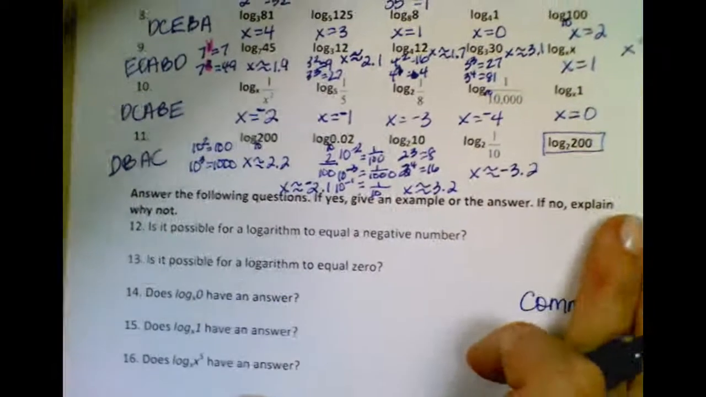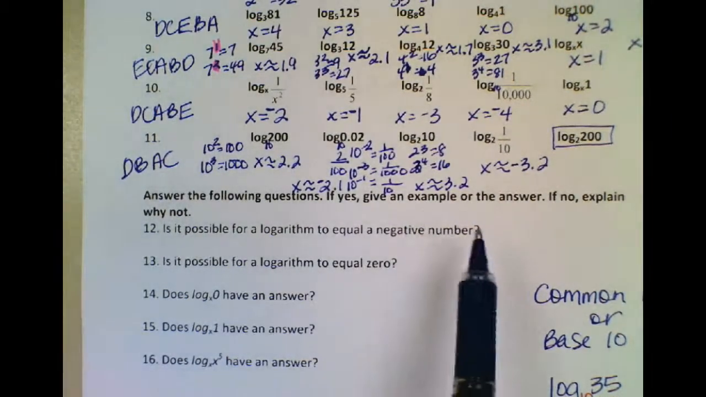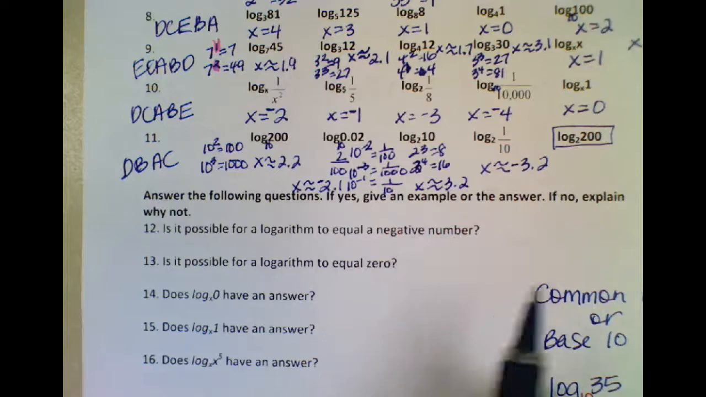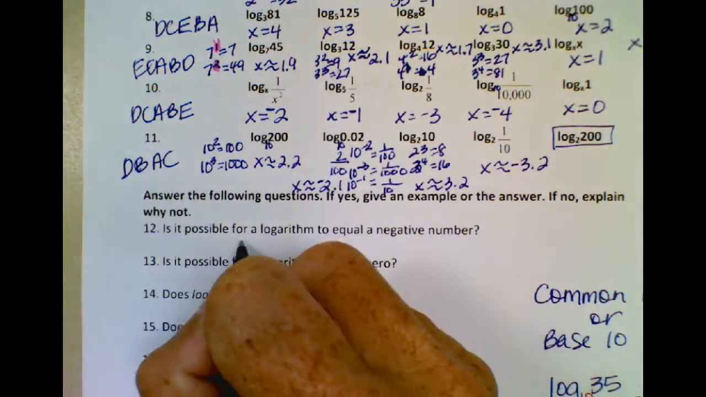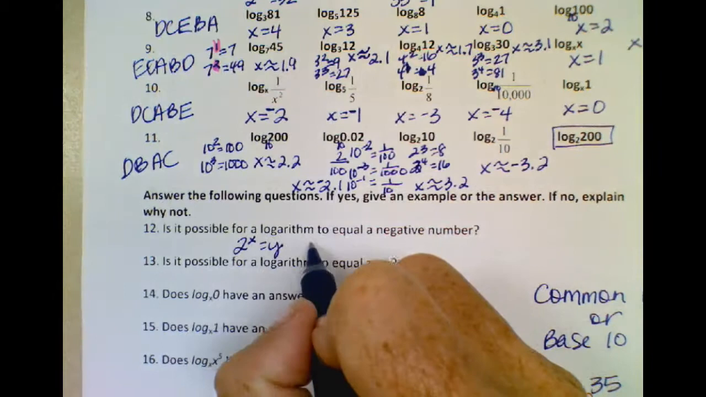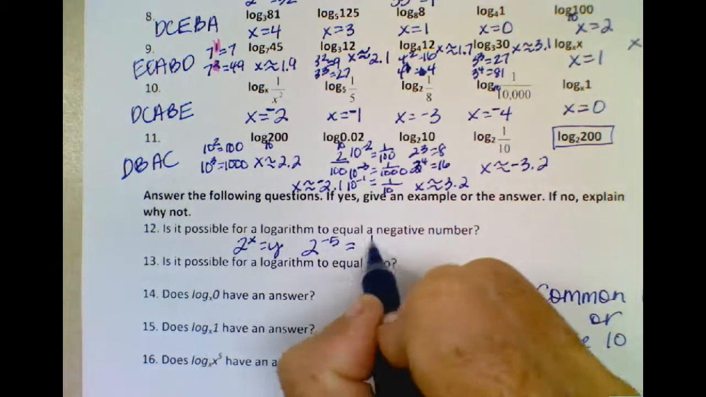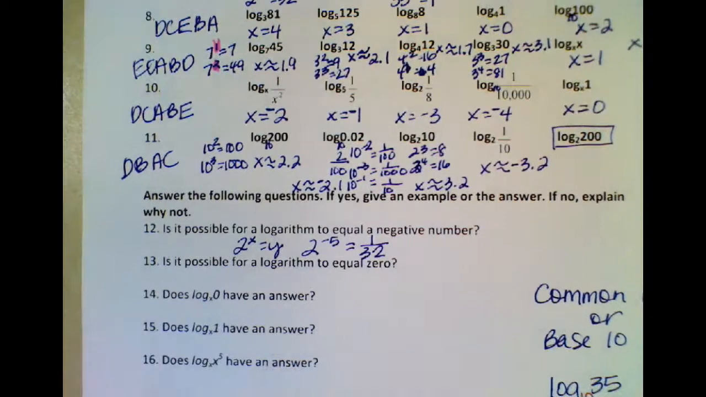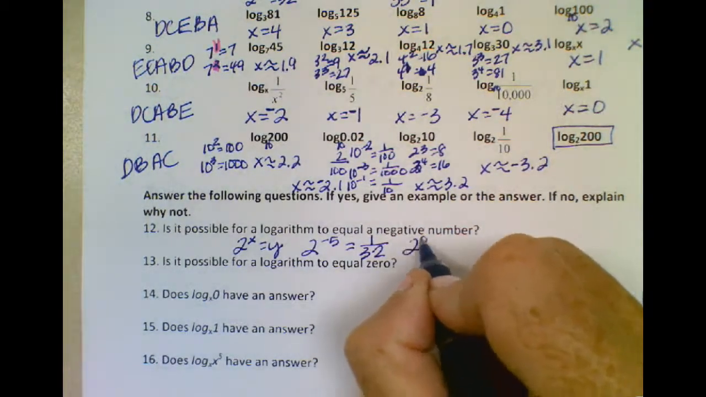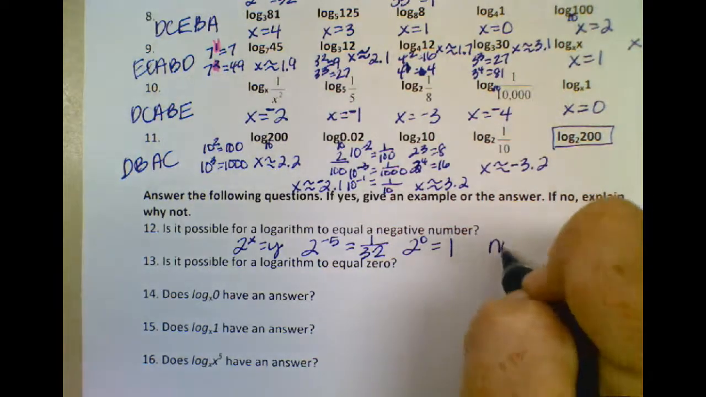Okay, answer the following questions. Is it possible for a logarithm to ever equal a negative number? We talked about this on the last page. Any number that you put in for 2 to the x equals y, even if you put in a negative number, we did negative 5, well, that means 1 over 32. So it's really small, but it's not 0. Even if we put in 0, 2 to the 0 power doesn't equal 0, it equals 1. So it is not possible.